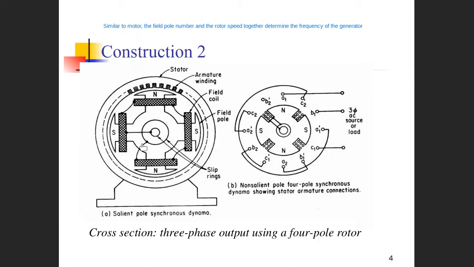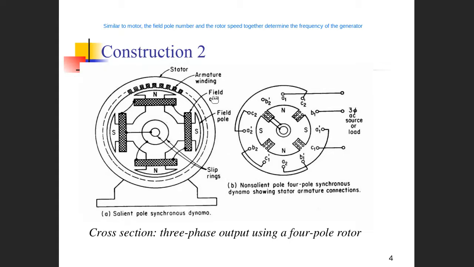Here we're showing you a 4-pole synchronous generator. On the rotors, we have a 4-pole coil arrangement, and the poles, from north pole to south pole, have been supplied with DC currents here.